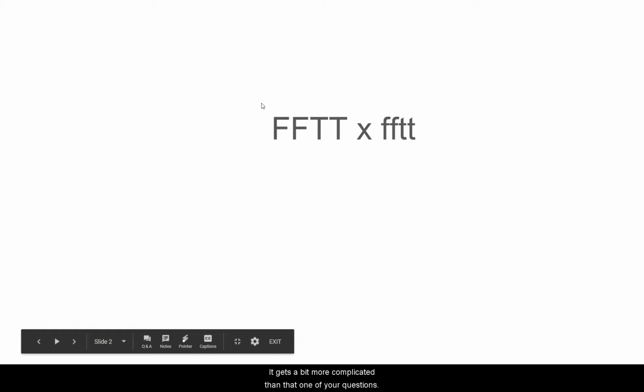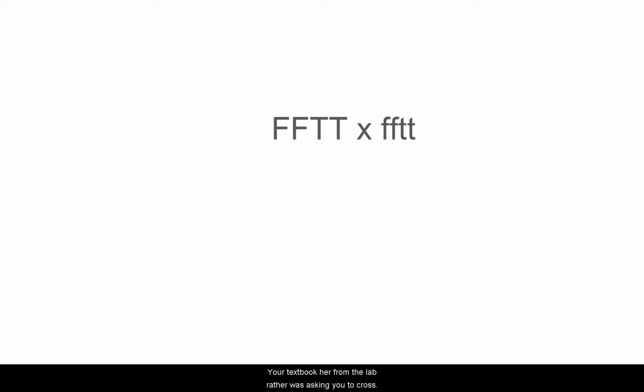So it gets a bit more complicated than that. One of your questions from the lab was asking you to cross an individual with two alleles that were homozygous dominant and an individual with two alleles which were homozygous recessive. So the way you need to start is to think about this individual here. Think about which gametes this individual can actually produce. The way that you do that is by foiling it, looking at all the different combinations of alleles that it can have.